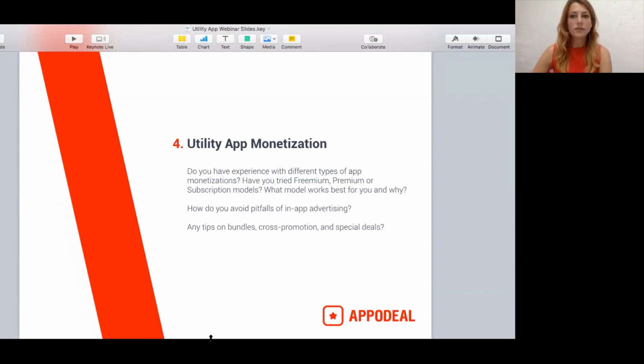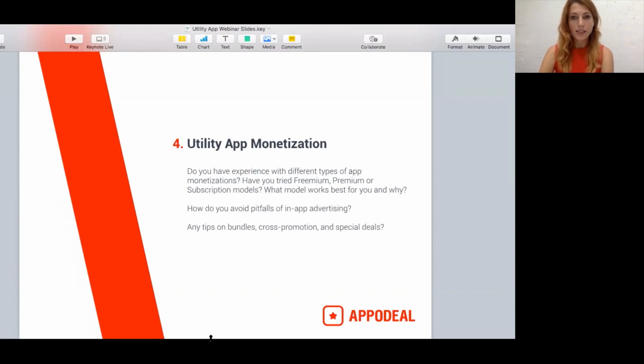Right. So, Vera, can you tell us if you tried different monetization techniques such as premium and subscription model on the same app? So just released a different version of the same app with different monetization methods, or was it tried on completely different apps?